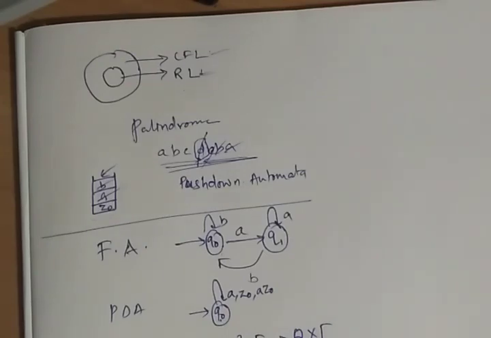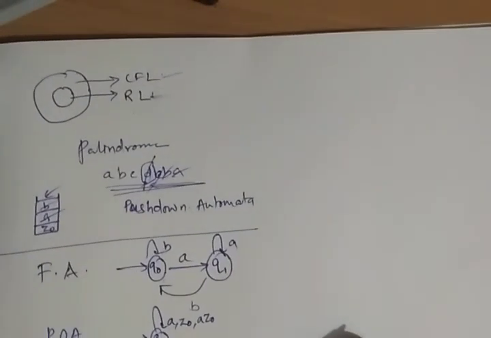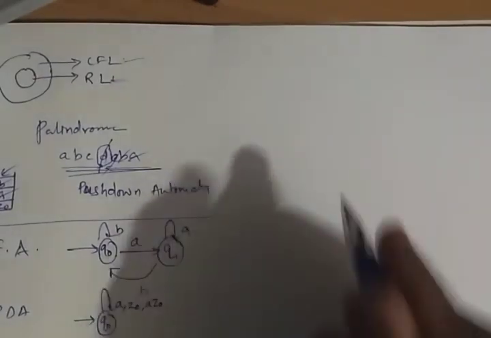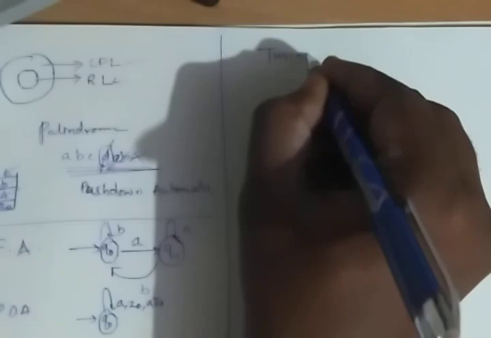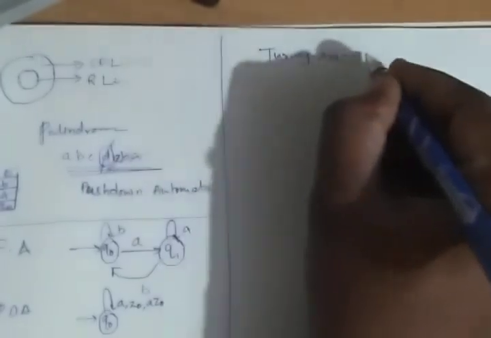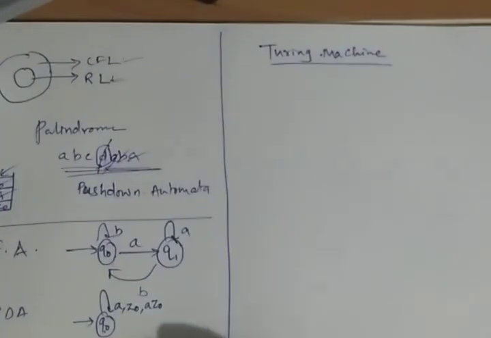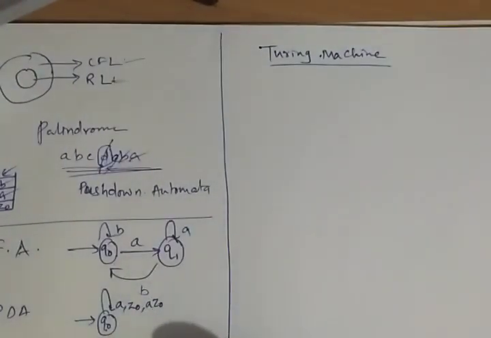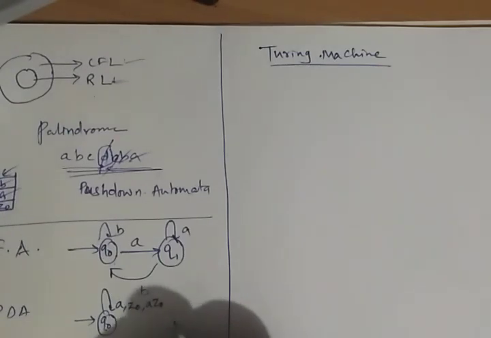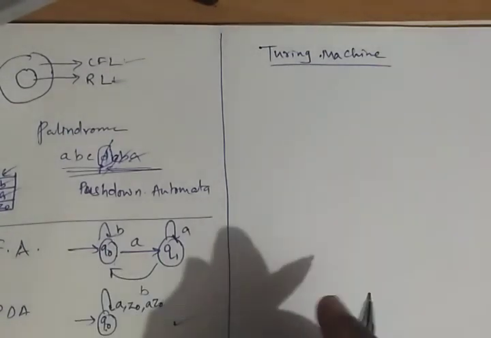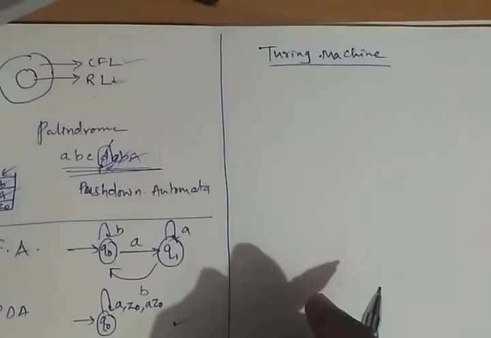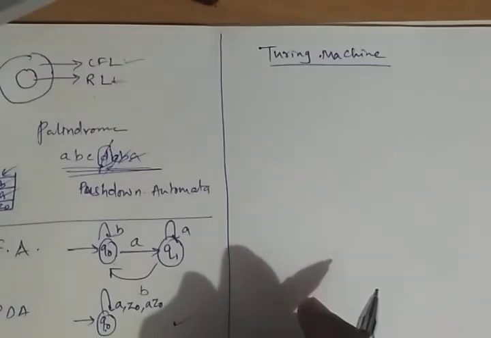So let us try to define what a Turing machine is. As we have previously discussed the two machines, for the finite automata it is a 5 tuple, and for the push down automata it is a 7 tuple. So let us define an abstract machine. Again, here we are going to have a machine, and we are going to define it as a machine.